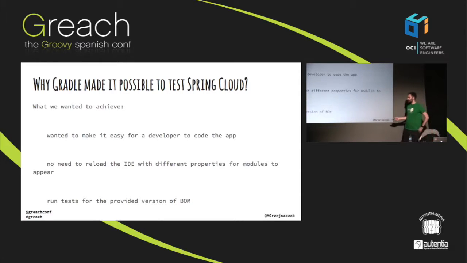Also, since we have a BOM that describes the versions of different libraries, I didn't want to control that. I wanted to only pick the version of the BOM, right, in a very, very simple way. And we managed to do that as well.